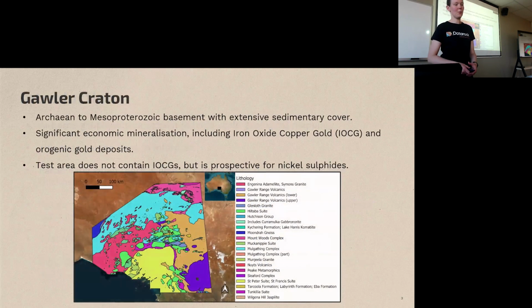So the test area for this project was part of the Gawler Craton in South Australia. It contains Archean to Proterozoic basement, mainly metamorphic felsic magnetic and bimodal magnetic units. There's extensive sedimentary cover, so not a lot of outcrop, including the Neoproterozoic Stuart Shelf in the northeastern region. The Gawler Craton contains significant economic mineralization, including iron oxide copper gold and orogenic gold deposits. This test area, because we're only using part of the craton, does not contain IOCGs, but is considered quite prospective for nickel sulfides.